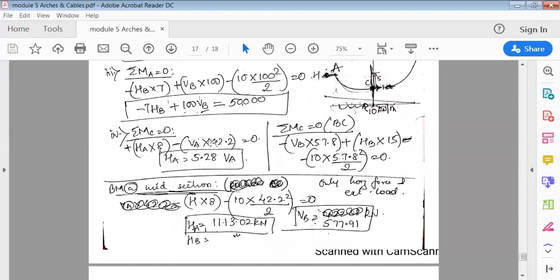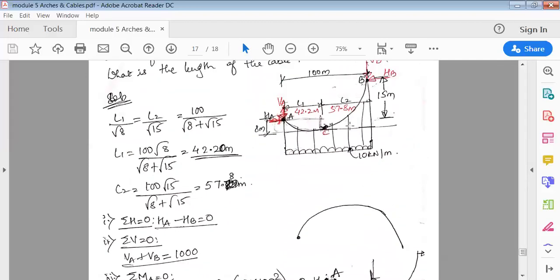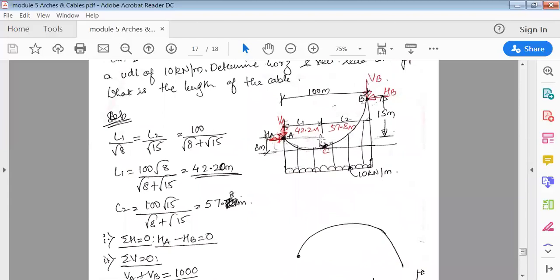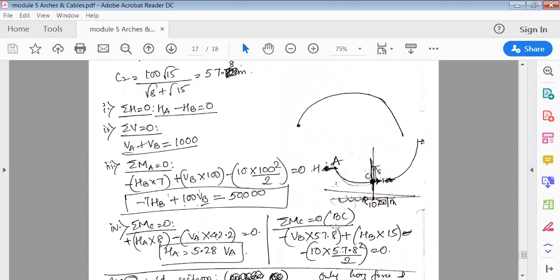So we express one in terms of the other, HA in terms of VA. We want to solve this, but it is still unknown. So we'll again use moment at C. The left side is over. Now when I'm finding the moment at C, I will consider all the loads on the right side: HB, VB, and in addition the UDL, only in the BC span.